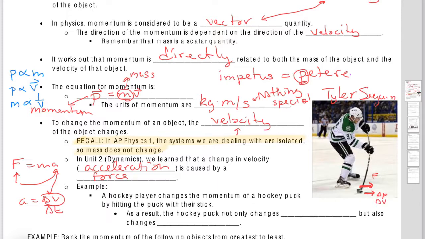And so a hockey player changes the momentum of a hockey puck by hitting the puck with their stick. As a result, the hockey puck not only changes direction, but it also changes its velocity. Because remember, velocity has to do with direction as well as the speed. And so this puck may have been originally heading in this direction, but because he applied the force, it's now moving to the right.